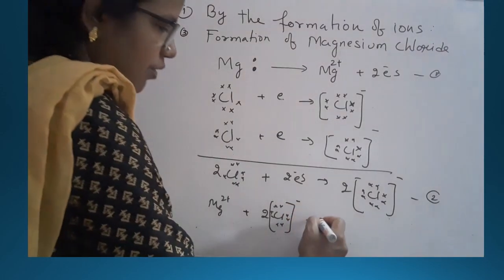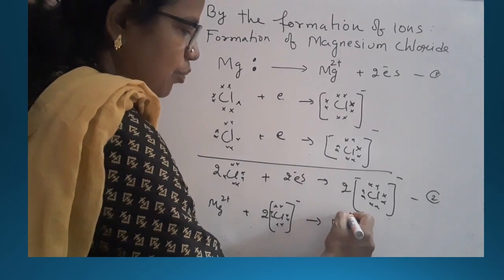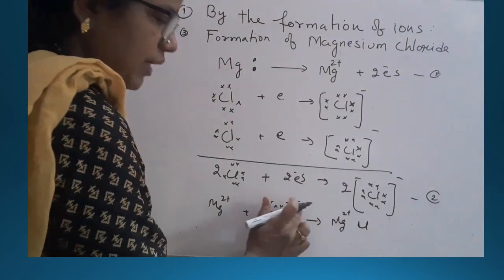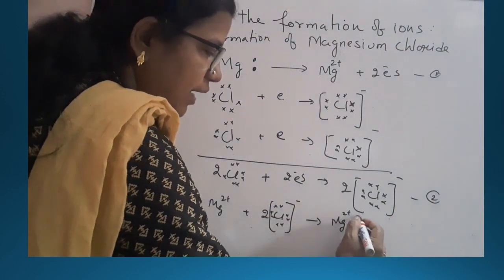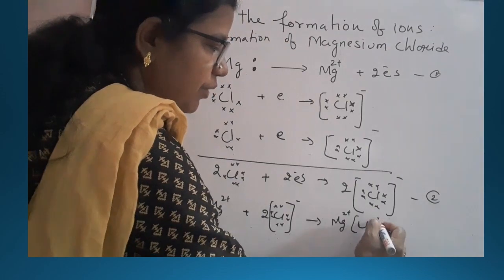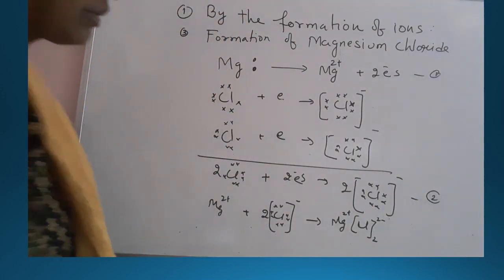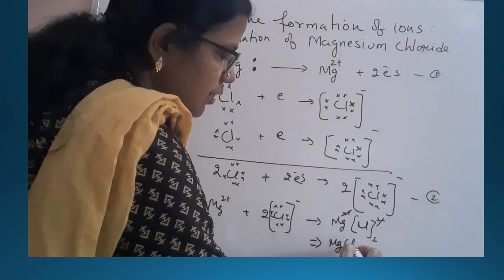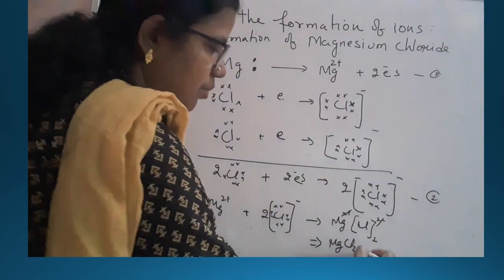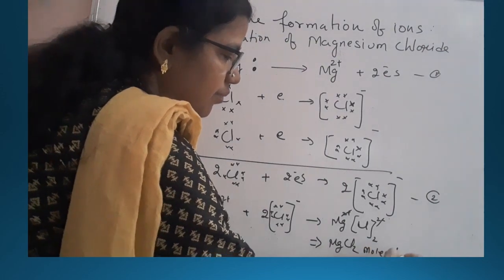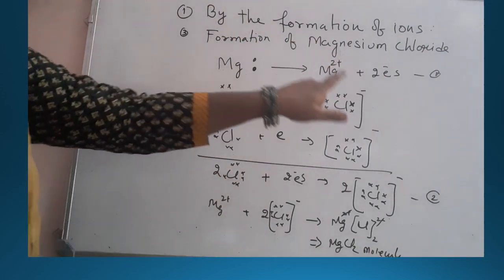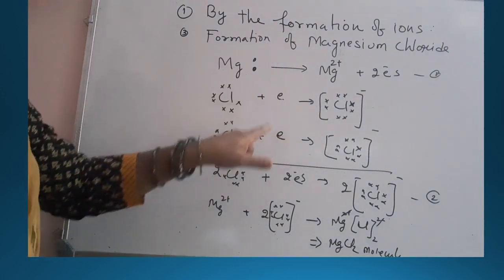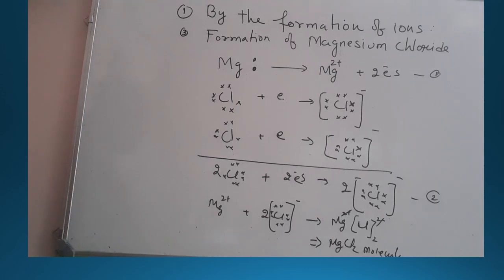Clear? So it will form Mg2+ Cl. Now when you write here 2, you can give only 1 negative charge. But when you write overall 2, you can give 2 negative charges overall. So here this will get cancelled and you will get MgCl2 as a neutral molecule. Clear? So always keep in mind, whatever the number of electrons lost by the metal atom should be gained by the non-metal atoms.